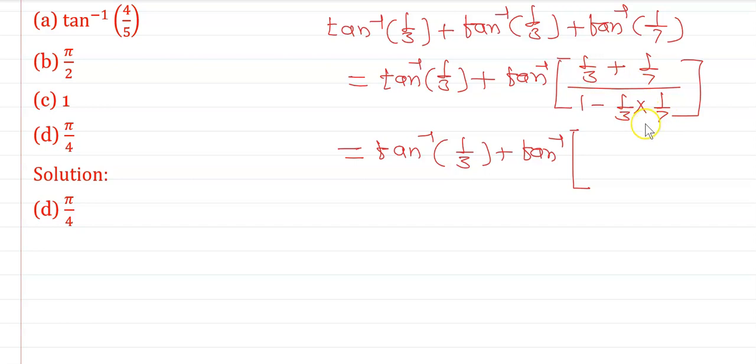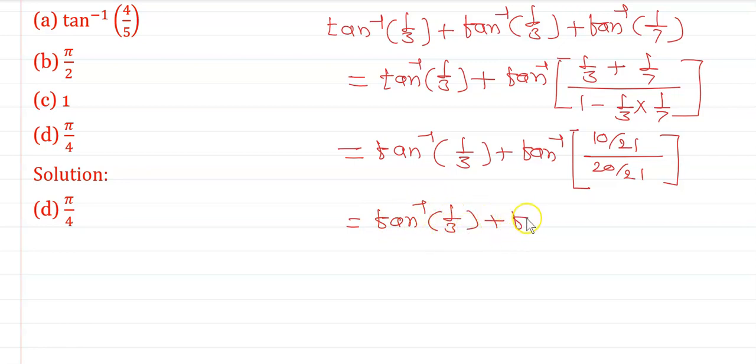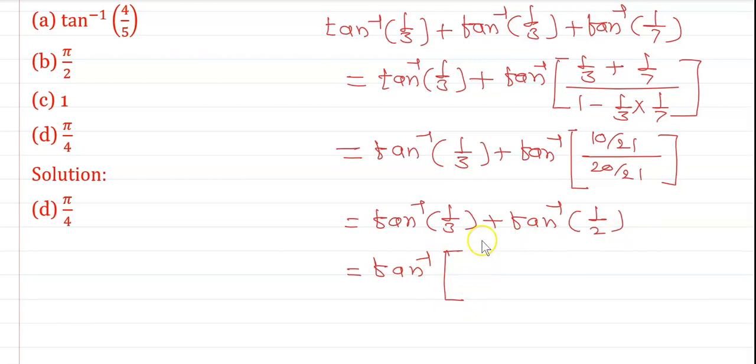Here also, 21 minus 1, that is 20 upon 21. 10 upon 21 and here 20 upon 21. It means that you will get here tan inverse of 1 by 3 plus tan inverse of 1 upon 2. Again do the simplification. What is that here? That is tan inverse of, simplification, 1 by 3 plus 1 upon 2.